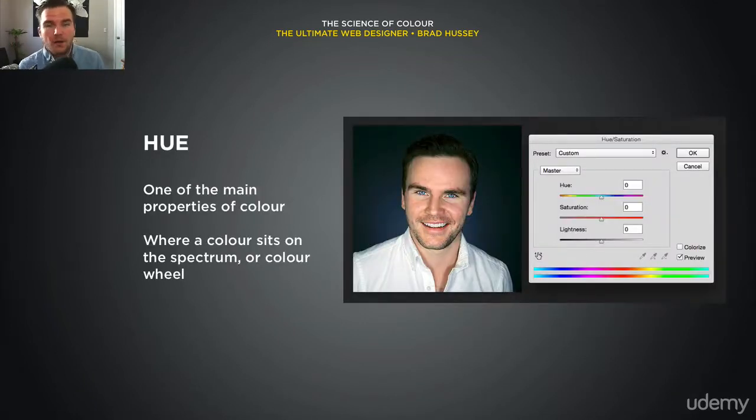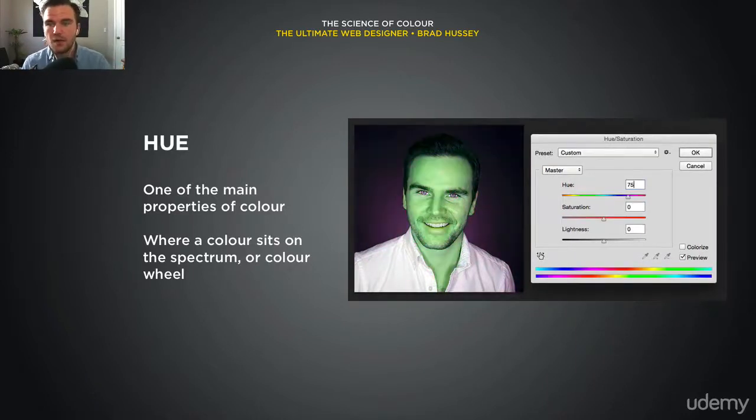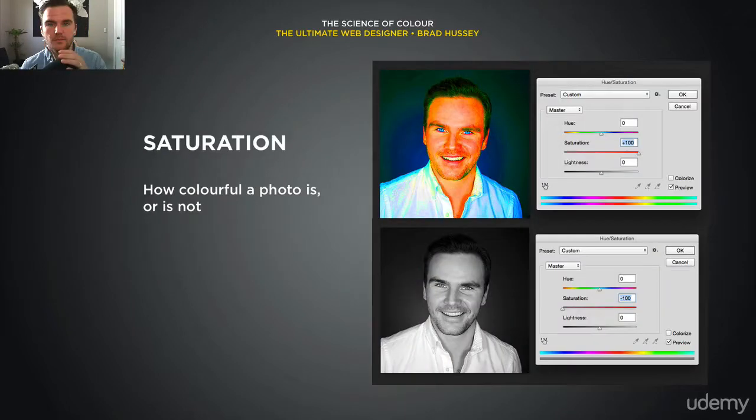Hue is one of the main properties of color, where a color sits on the spectrum or the color wheel. So here we have a picture of my head, and I opened it up in Photoshop just to show you basic examples of how varying hue can change the color. So hue, I brought the hue down, and now I'm starting to look a little bit purple. I brought the hue up, and I'm looking a bit green.